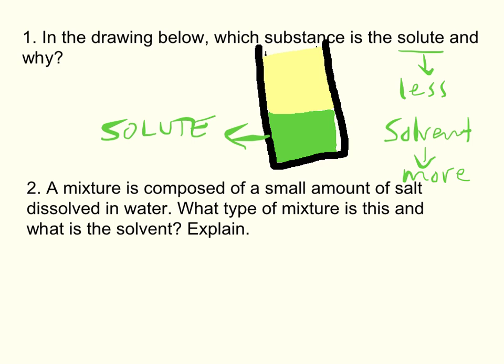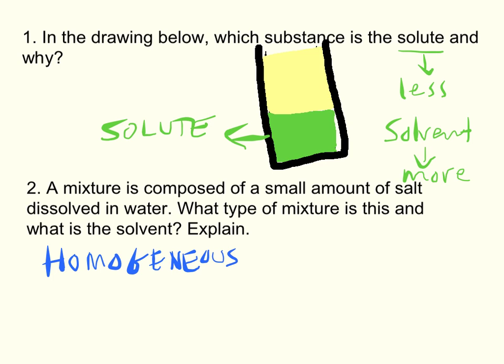Number 2 asks, a mixture is composed of a small amount of salt dissolved in water. What type of mixture is this and what is the solvent? Explain. Well, we know that salt in water is going to dissolve. It's going to mix evenly. So since this is an even mixture, we know that by definition it is a solution, and therefore it is a homogeneous mixture.